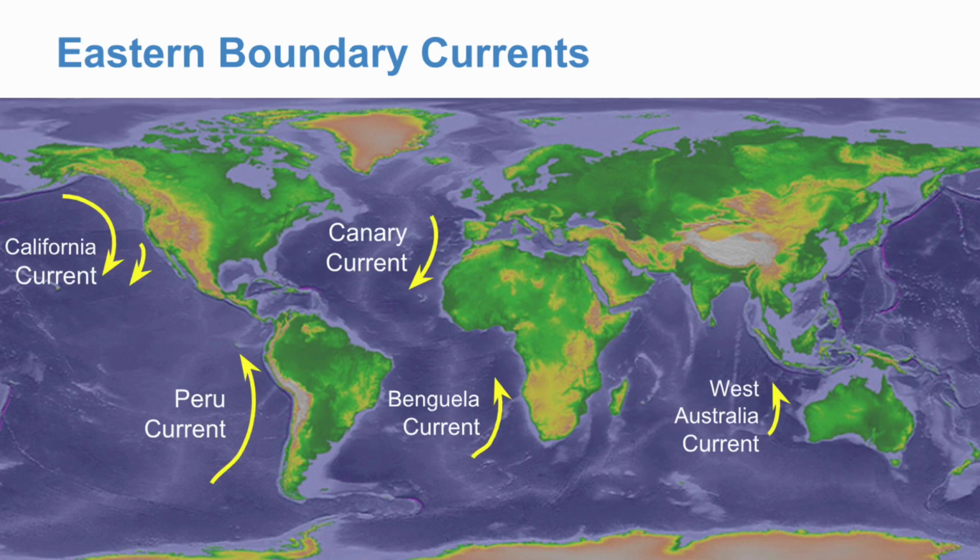The eastern boundary currents straddle the eastern side of each of the ocean basins. So we'll have the California current and the Peru current off in the Pacific. The Atlantic will have the Canary and the Benguela current in the Atlantic. And then finally the Indian Ocean will have the West Australia current.